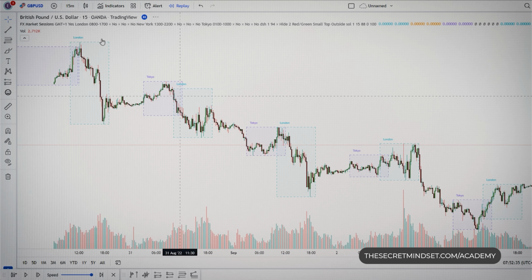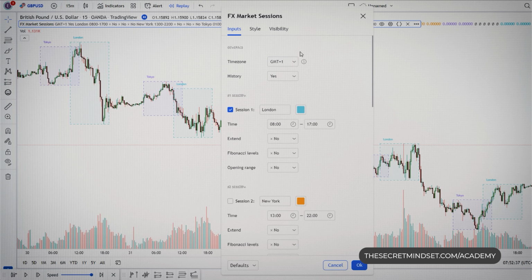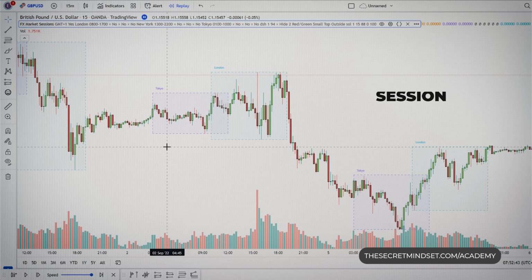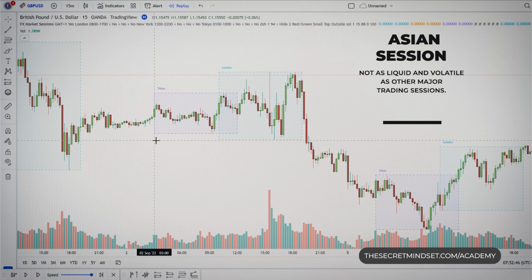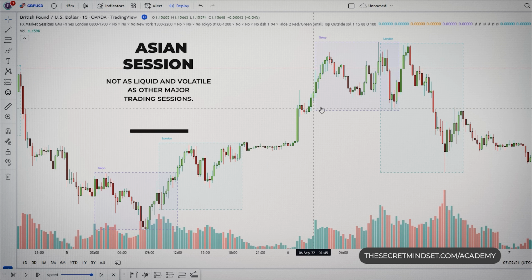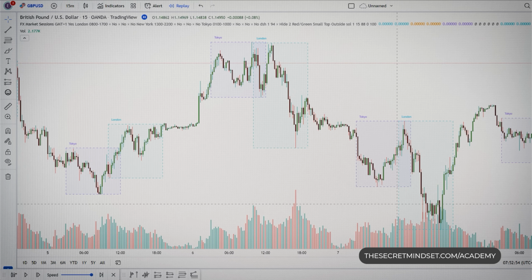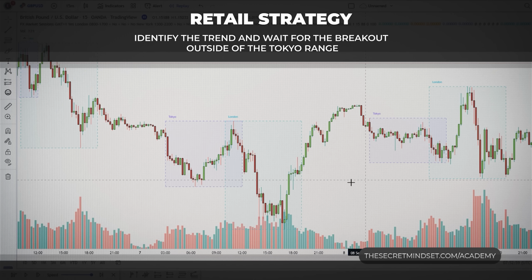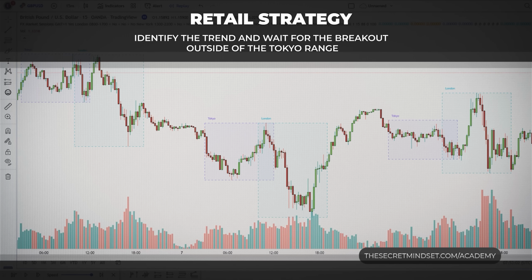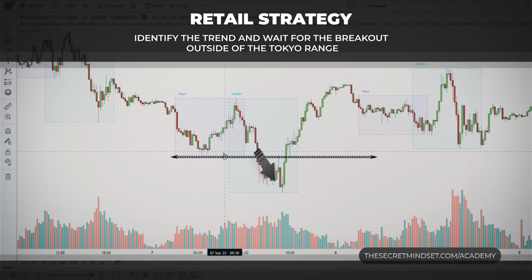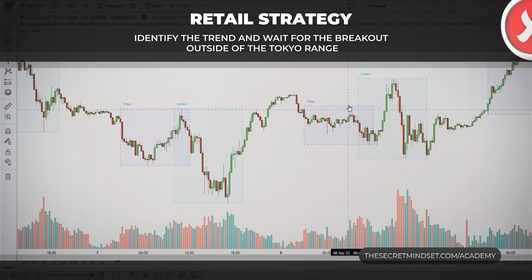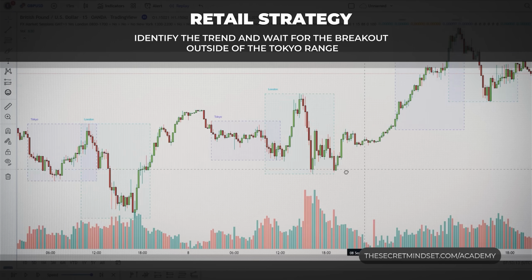The Asian trading session is one of the main zones targeted by the smart money. In this example, we highlighted the Asian sessions. We see that the Asian session is not as liquid and volatile as other major trading sessions. And one of the most common strategies used by retail traders is to identify the trend and wait for the breakout outside of the Tokyo range. But if we look closer, we'll see that this is not a viable strategy.